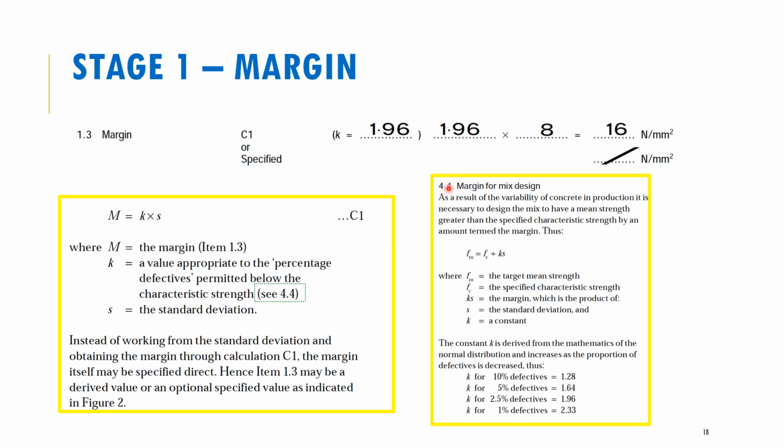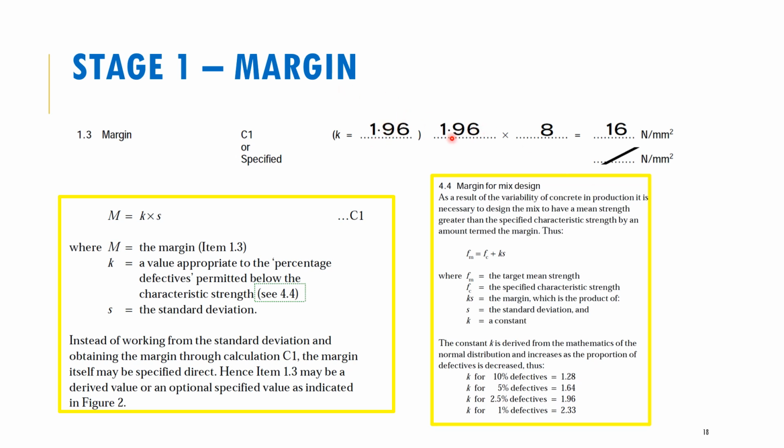Well, if you refer to 4.4, again, this is the reference that's specified by the guideline. There's a screenshot of section 4.4. The defective rate is given as 2.5% in the input that we got from the client. So the K that we need to utilize is 1.96. So it's very easy. If 10% was mentioned by the client as the defective rate, then our K will be 1.28. If it was 5%, then our K would be 1.64. In this case, it was 2.5%, and hence why we have K as 1.96.